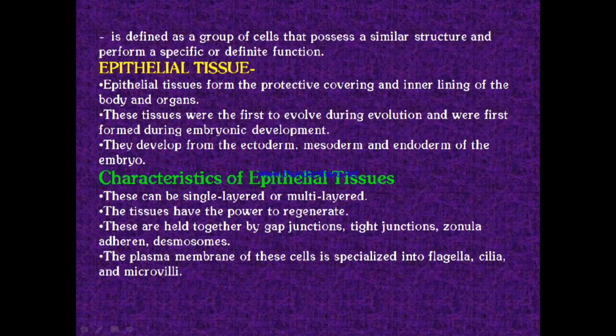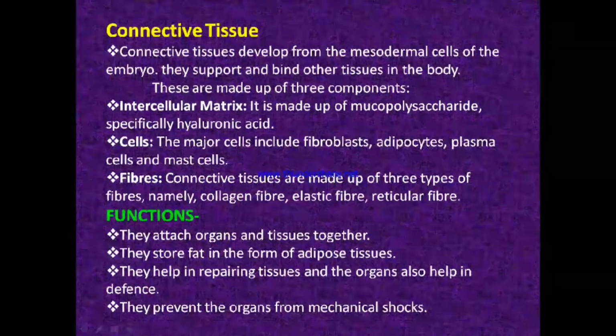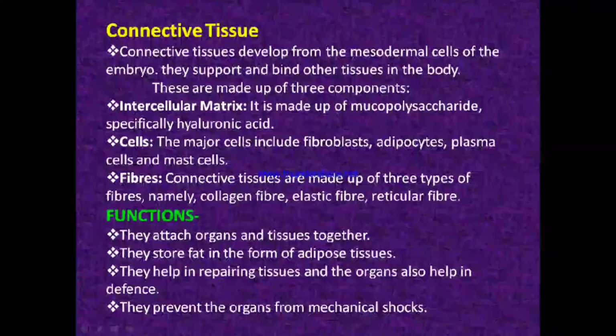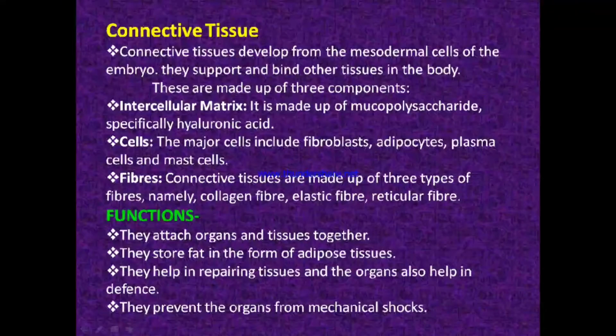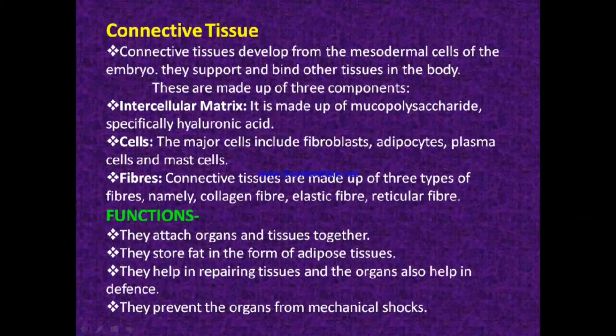So what is connective tissue? Connective tissue develops from the mesodermal cells of the embryo and it supports and binds the other tissues inside the body. It is made up of mainly 3 components: intercellular matrix, cells and fibers. What are the functions of connective tissue? It performs mainly 5 functions inside our body. They attach organs and tissues together. They store fat in the form of adipose tissue. They help in repairing tissues, prevent the organs from mechanical shocks, and also help in the defense system. So these are the 5 main functions of connective tissue.